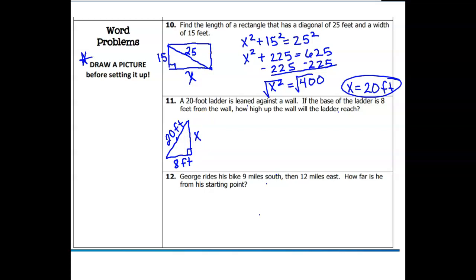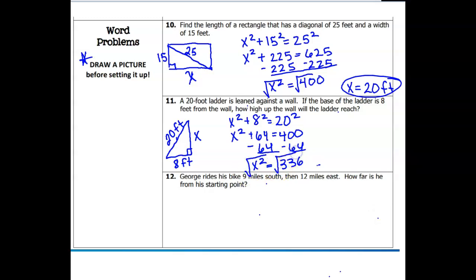So then when we set it up, we can say that x squared plus 8 squared equals 20 squared. And 8 squared is going to be 64, and that's going to be equal to 400. We then subtract 64 from both sides, and we get x squared is equal to 336. And we take the square root of both sides to isolate x. Our x is going to be equal to 18.3 feet.